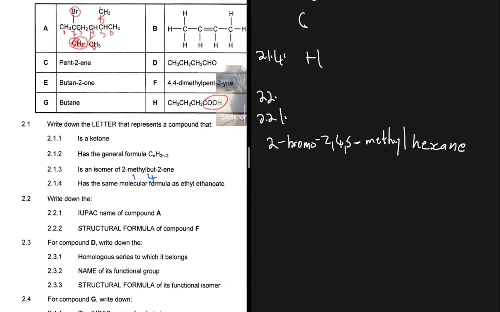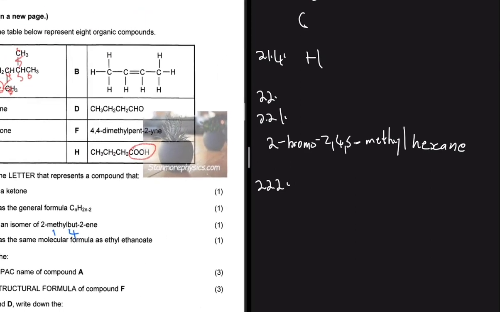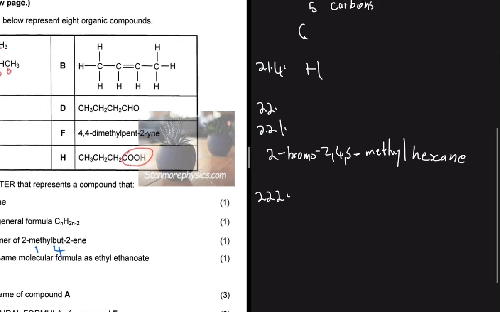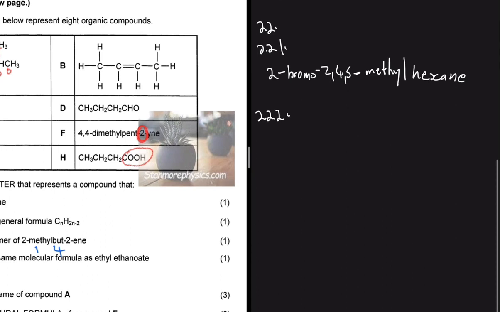And then for 2.2.2, it says we shall give the structural formula of compound F. Compound F, we have said that is an alkyne, so we're expecting a triple bond somewhere. And that somewhere is given to us on the second carbon. So we can see the first carbon, the second, and then voila, we can put our triple bond here so that it can be pent-2-yne.